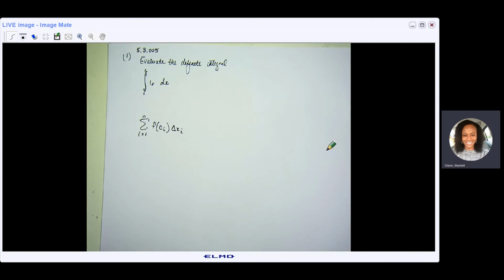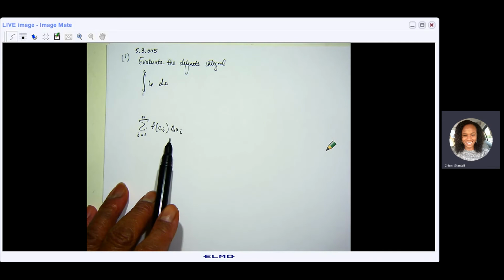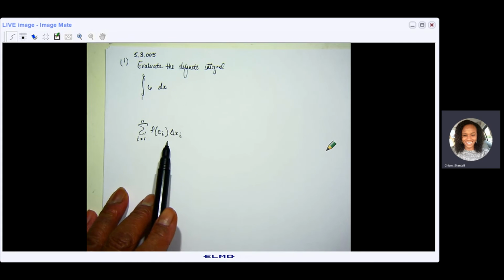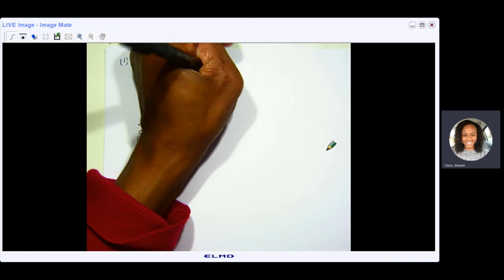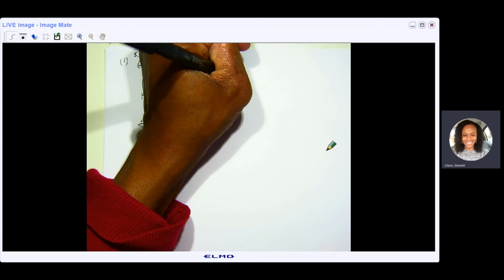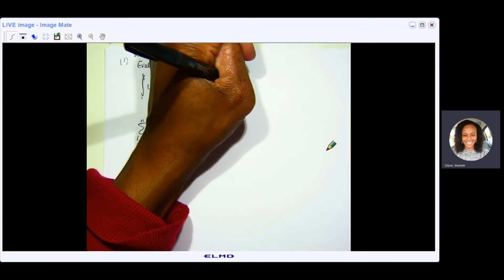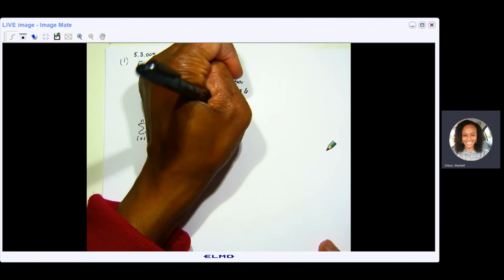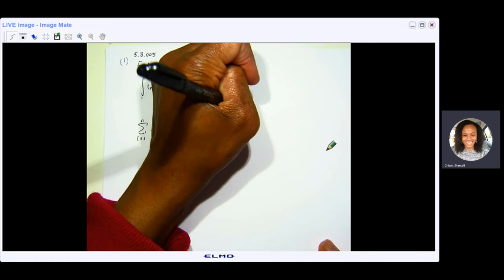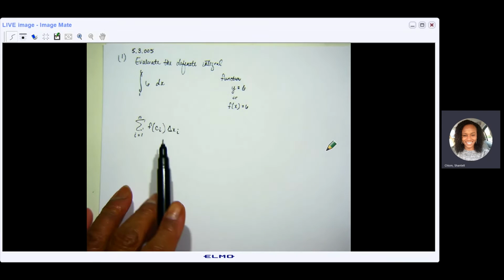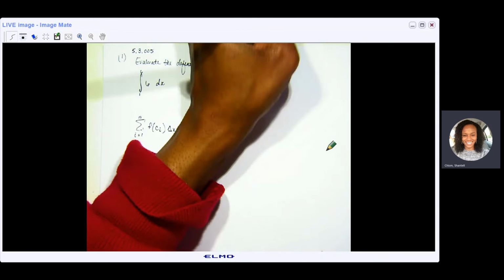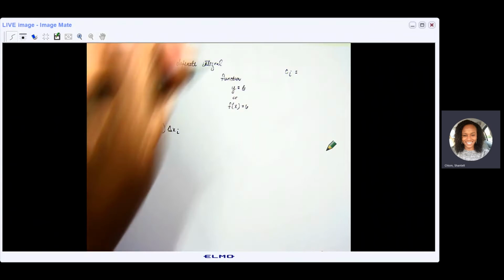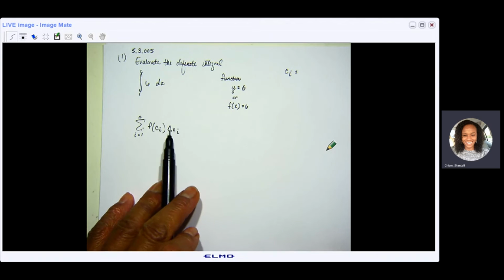Now, a few things we have to find in order to apply this. Our function is just 6, so the function that we're given is just y or f of x equals 6. You could call it y or f of x. Okay? So, that's our function. Now let's find c sub I, and we're going to also find delta x sub I.